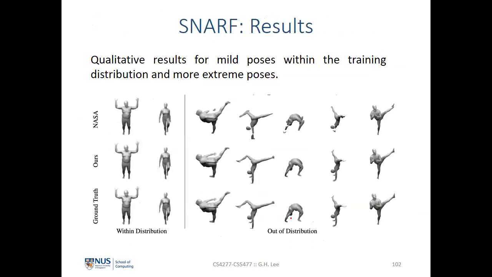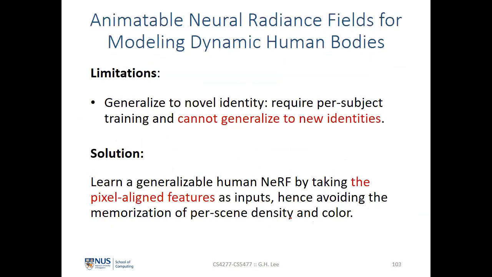And you can actually do it for extreme poses. You input an extreme pose and you will output the correct pose over here. The second limitation is that it cannot generalize to a new identity. The reason is because, as I mentioned, it actually relies on the T-pose. So what you are learning is a T-pose and that stores all the features on the T-pose. And this is not generalizable.